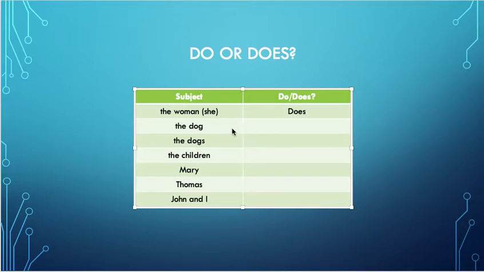Now, what about the dog? Is the dog a man or woman? No. The dog is an animal, and usually for animals, we use it, okay? So, for it, do or does? Does.